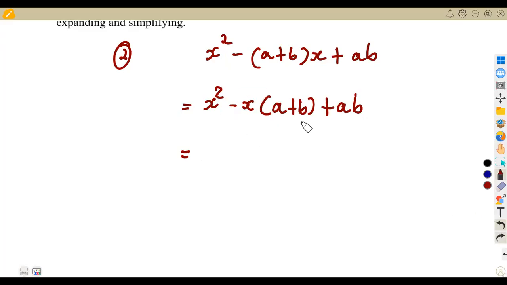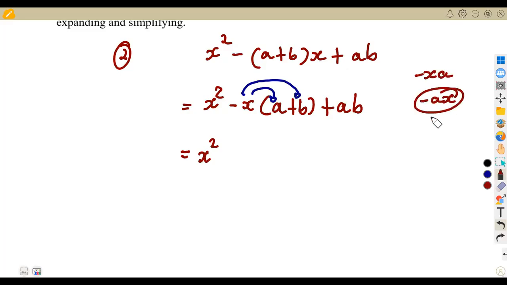So you can expand this bracket by negative x, remembering that negative x is to multiply everything in the bracket. You have to expand so that at least we can see what type of expression we are going to have at the end. That is going to give us x squared minus x times a, which is minus xa, same as minus ax. Remember, multiplication of ab is same as ba. Then here it's minus x times b, which is going to give us minus xb, same as minus bx.